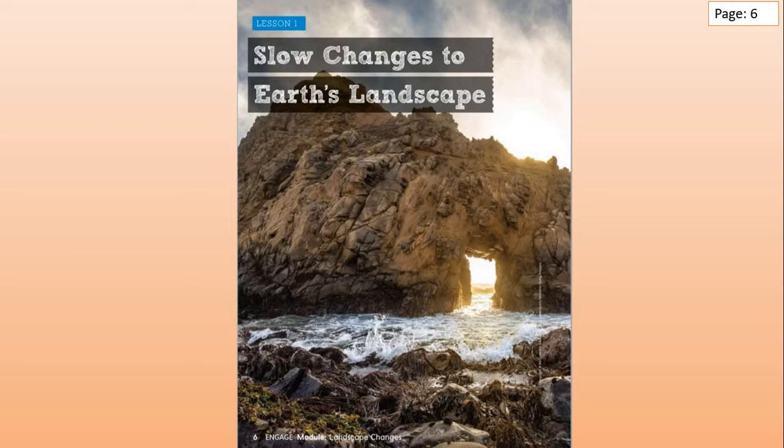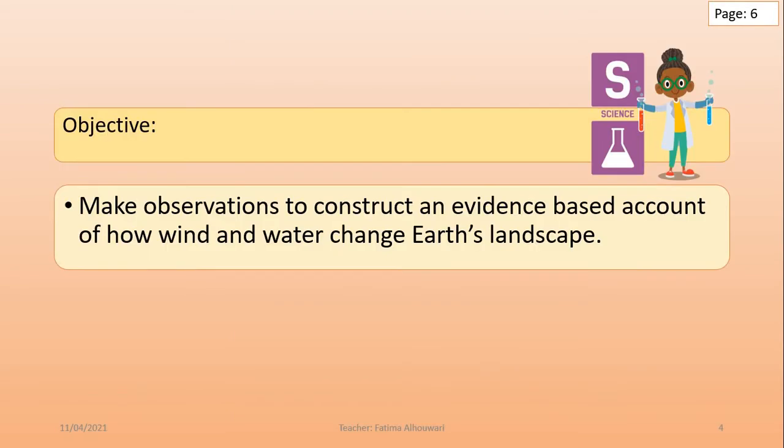Our lesson today is Slow Changes to Earth's Landscape. It's the first lesson of unit number 3, Earth's Changing Landscape. So interesting. Let's start it. The objective of our lesson today is to make observations to construct an evidence-based account of how wind and water change Earth's landscape.